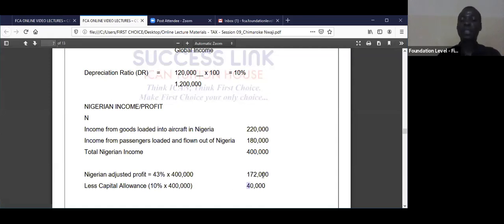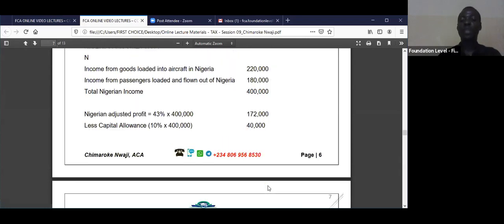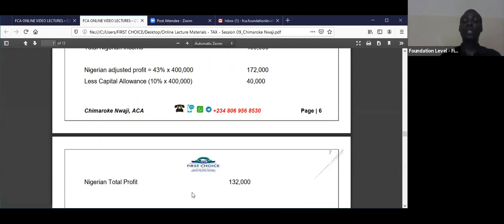That's what we have here. So when you less this depreciation from the adjusted profit, you are having 132,000 as your Nigerian total profit. So this is what they're asking you to calculate, Nigerian total profit.